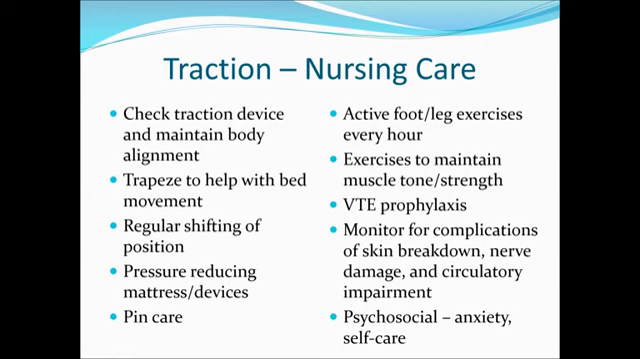So as a nurse, you're going to be checking the traction device, and you're going to be maintaining body alignment. That's going to be a priority for you. In most cases, we'll be using a trapeze above the bed that the patient can reach up and hold on to. That's to help with moving in the bed. We will have to shift their position regularly because they have diminished mobility. They're going to be at risk for skin breakdown. So using pressure reducing mattresses or devices is very important.